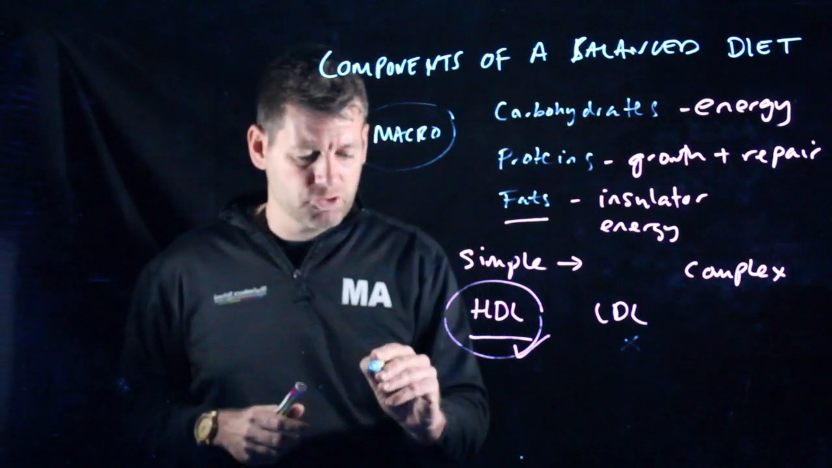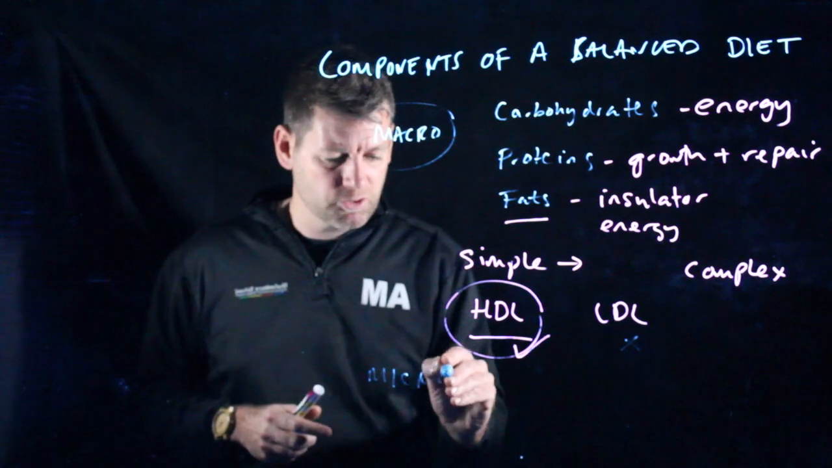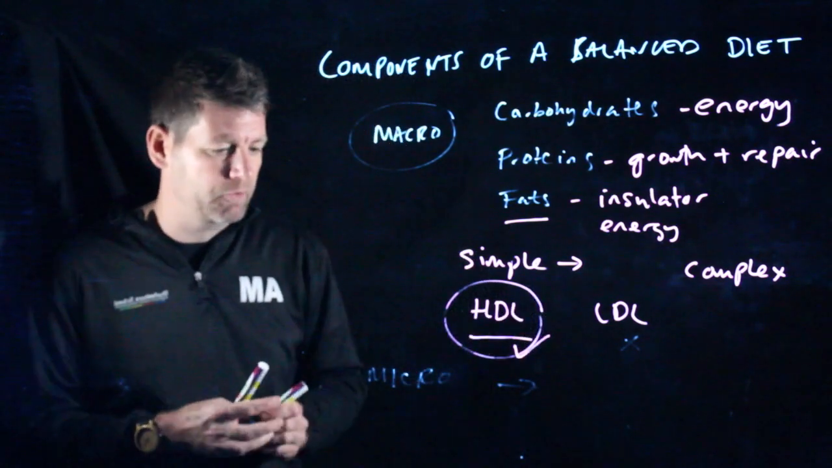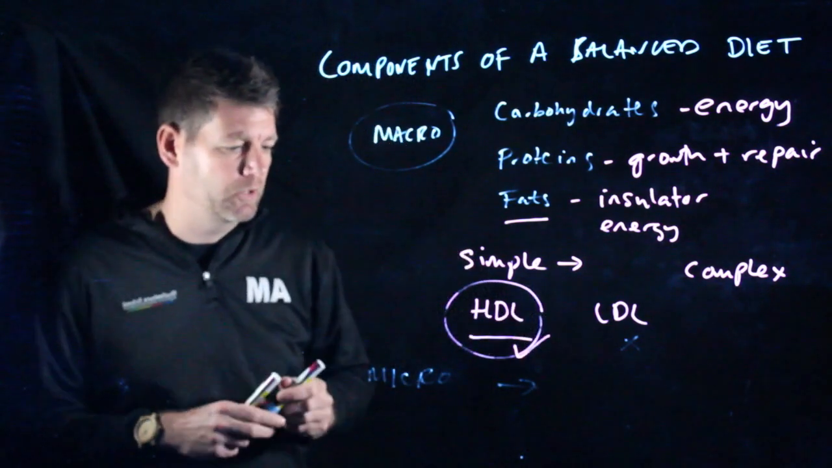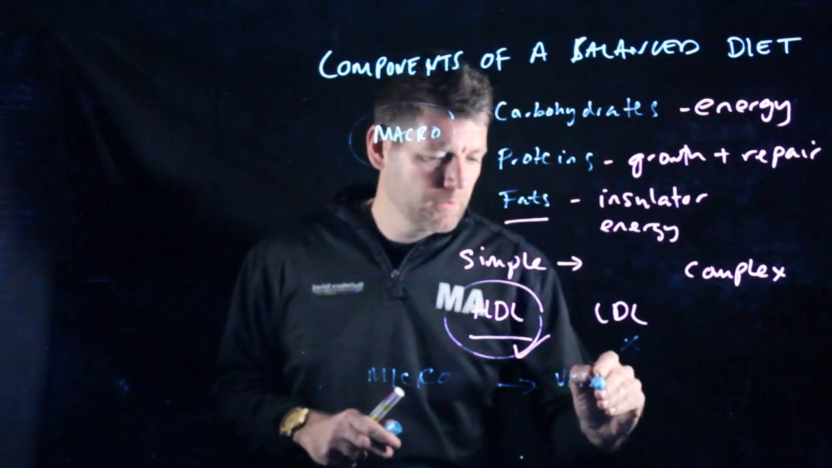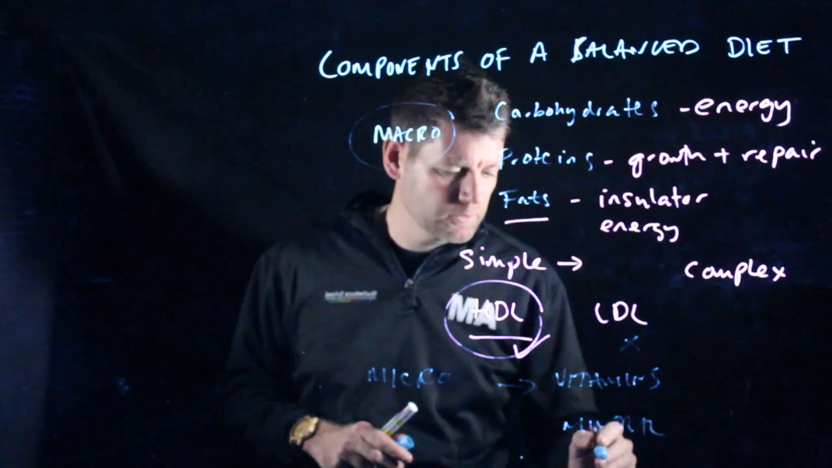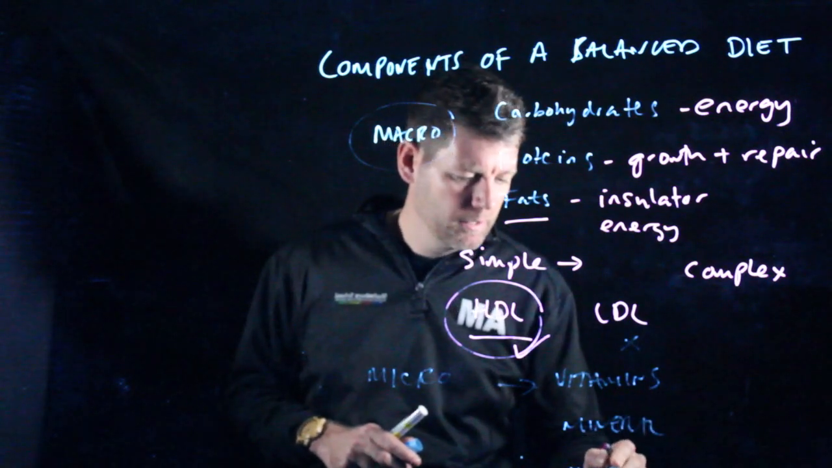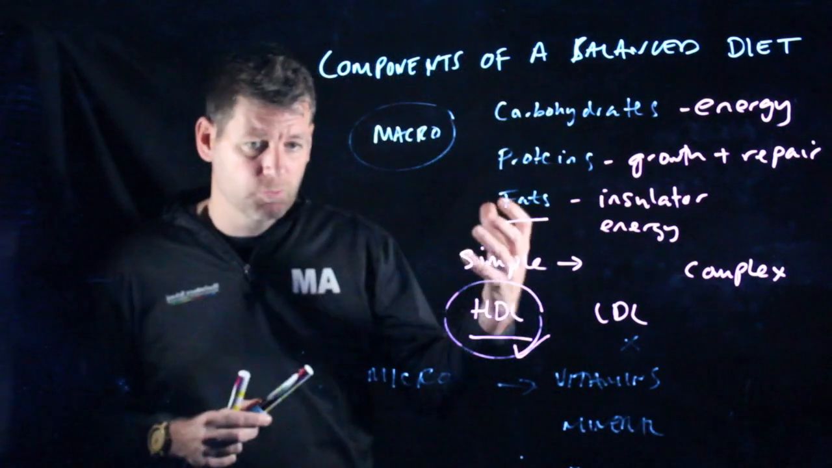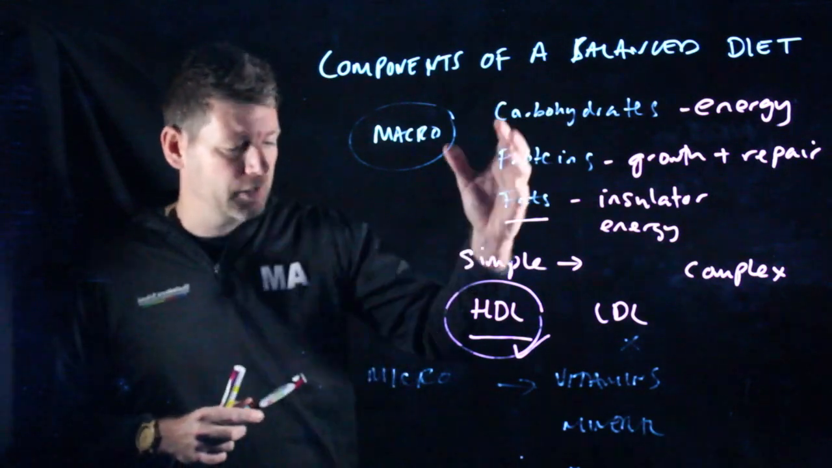Then we have our micronutrients. So these nutrients are slightly smaller variations of the macronutrients, but they're still essential in our diet. We have vitamins, and we have minerals, and we have fibre. So these are the key three micronutrients. So we have them in smaller quantities than what we have the macronutrients.